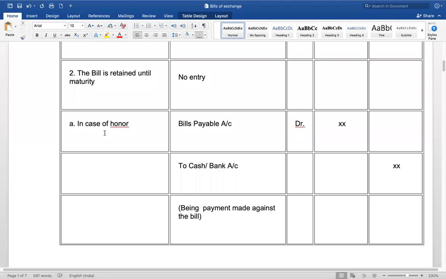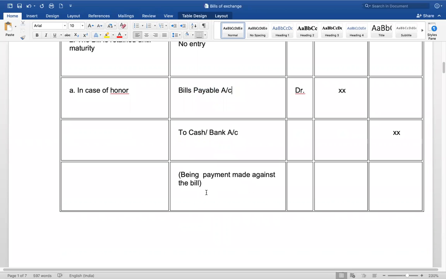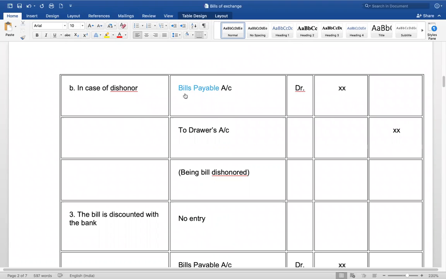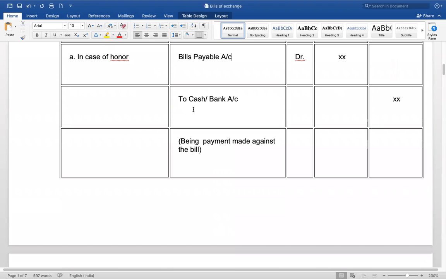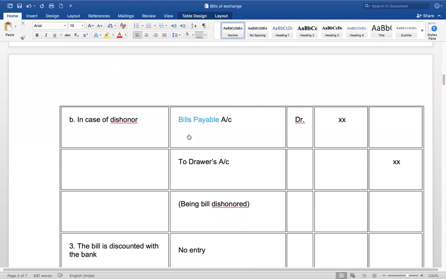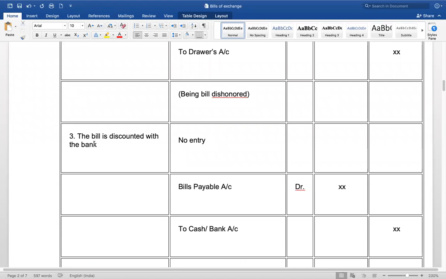In case of bill being honored, a payment is made, bill payable account debit to cash account, right? The narration is being payment made against the bill. And in case of dishonor, look at this. In case of honor, bill payable to cash. In case of dishonor, bill payable to drawer, being bill dishonored.